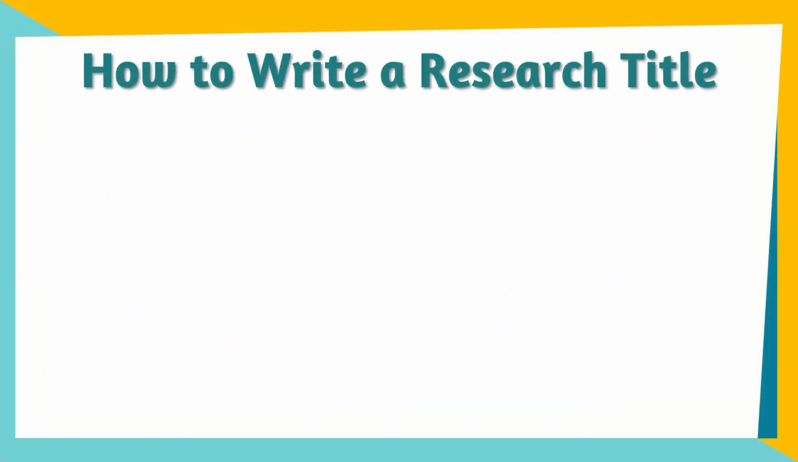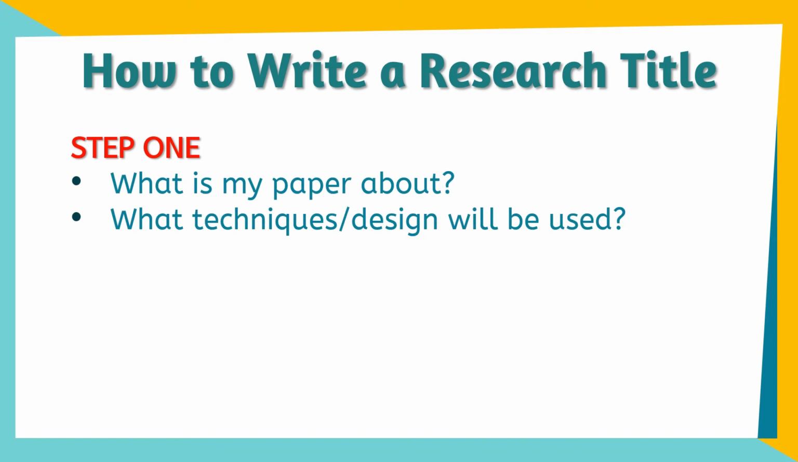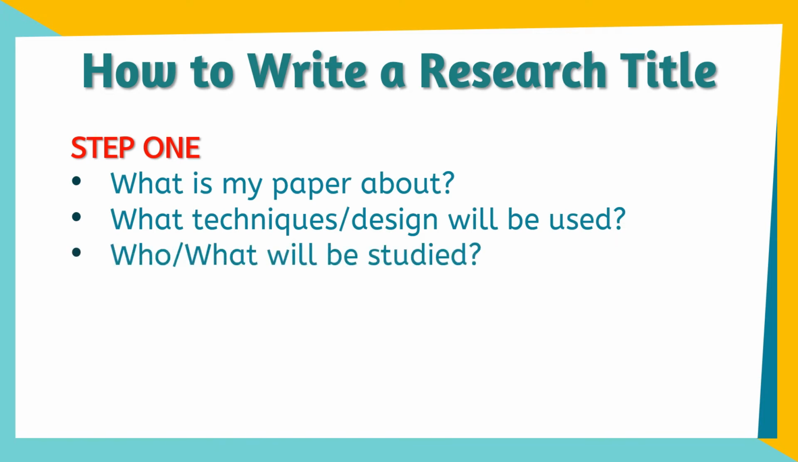You may also follow the following steps in writing a research title. Step 1. Answer the following questions. What is my paper about? What techniques or design will be used? Who and what will be studied? You have to decide on your topic. The title must also reflect the research design to be utilized as well as target participants.